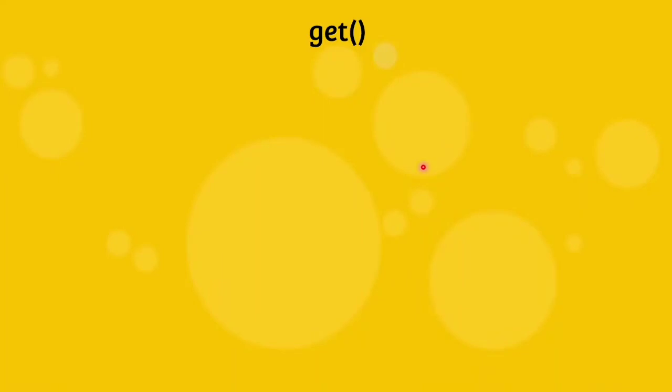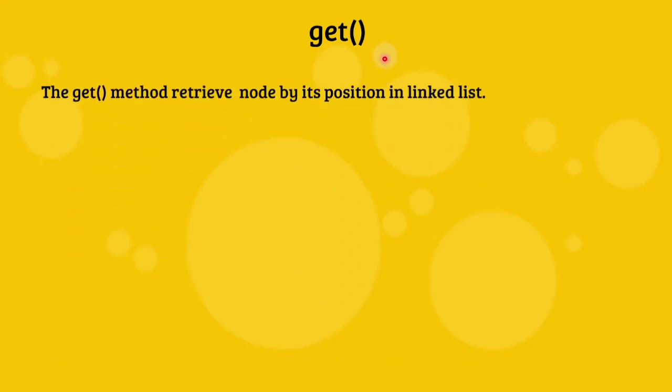In this video tutorial, we will talk about the get method in a doubly linked list. We have already seen the get method in a singly linked list, but in a doubly linked list, our code is a little different. So let's see. Firstly, the get method retrieves a node by its position in the linked list. And how does our pseudocode exactly work?